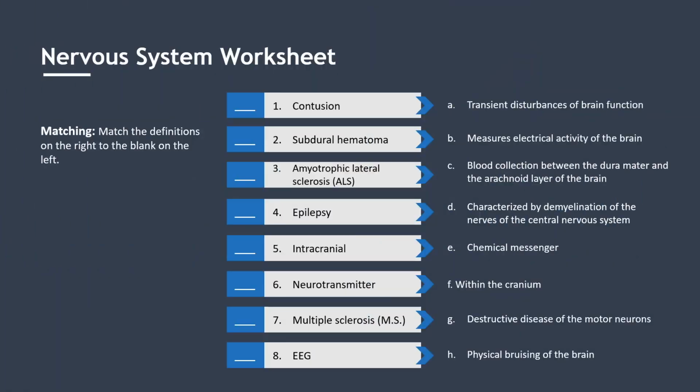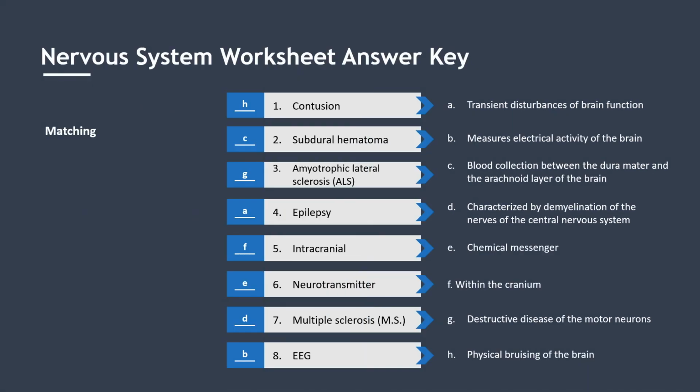Nervous System Worksheet. Match the definitions on the right to the blank on the left. Nervous System Worksheet Answer Key.